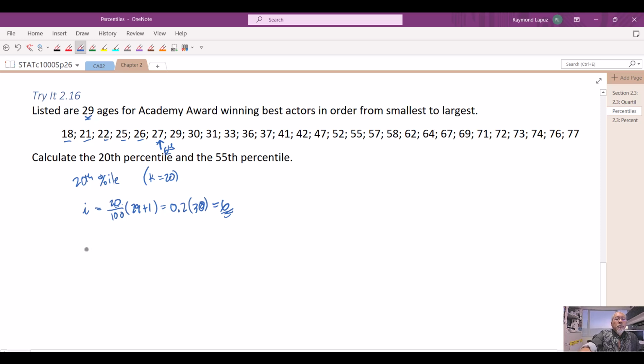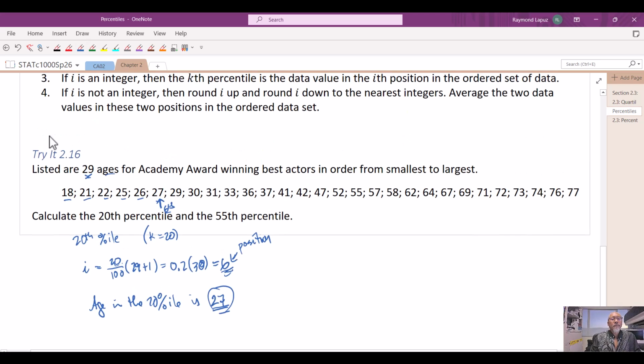And so the age in the 20th percentile is not 6 years old, but 27 years old. 6 is the position, which is different from the actual age that you're looking for. All right, that's the first one.